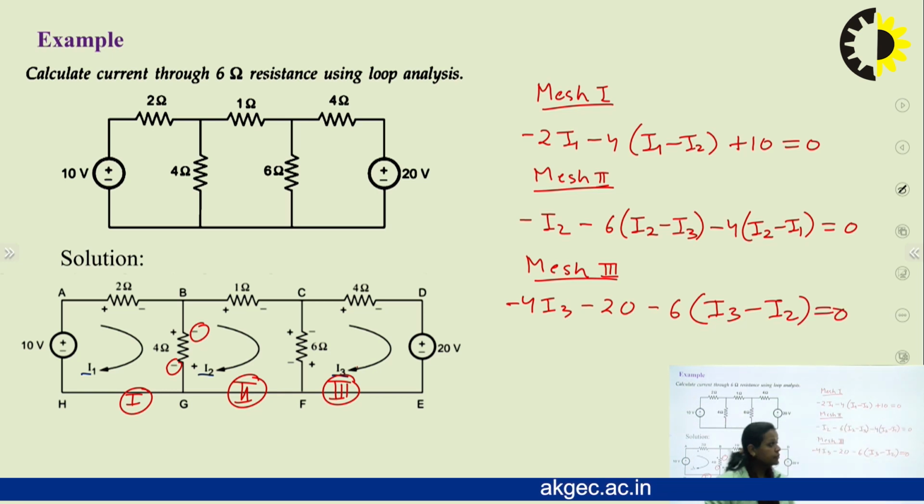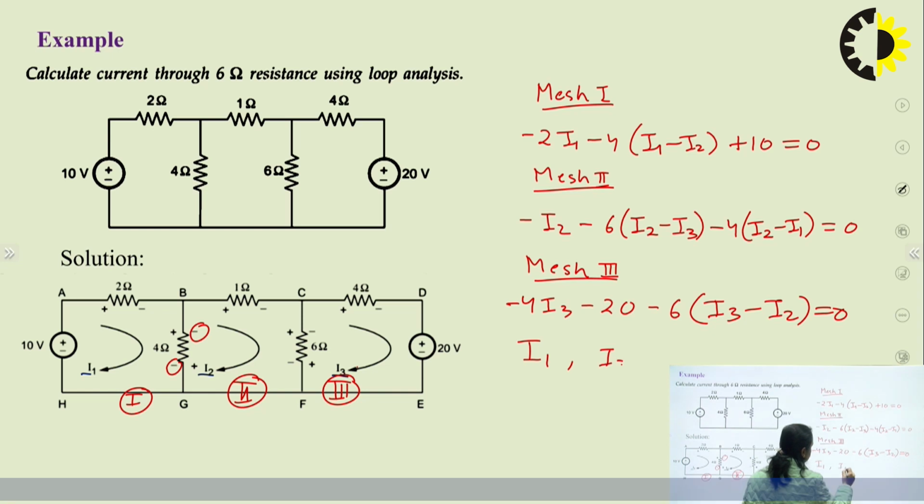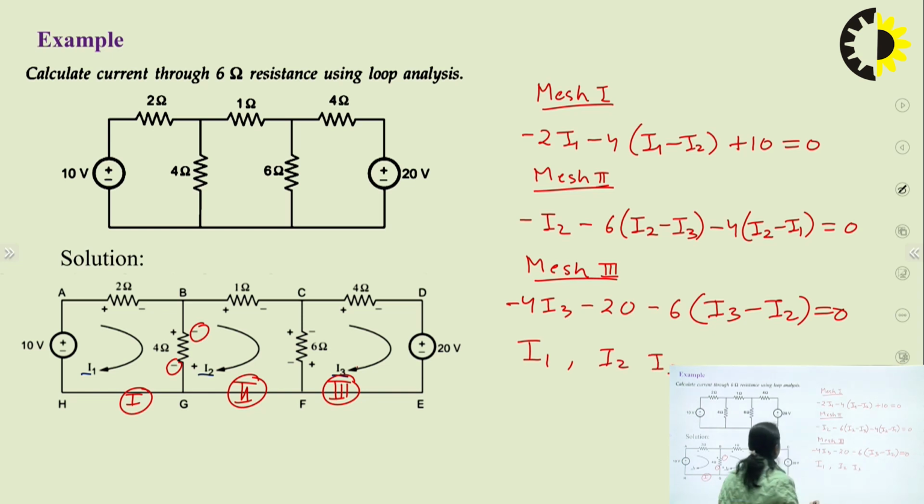So these are 3 equations for these 3 meshes. After solving these 3 equations, we can find the values of I1, I2 and I3. These I1, I2, I3 are the loop currents. And in the question, we have to find the current in the 6 ohm resistance, that is in this branch, branch CF.